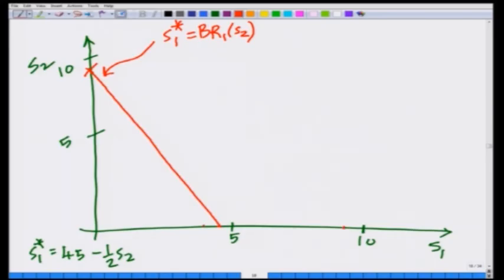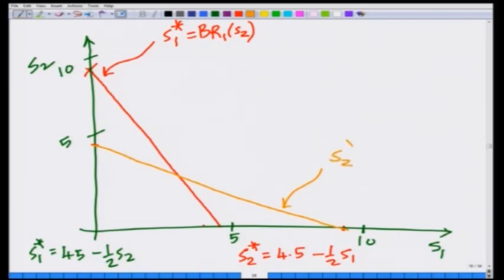Similarly, we can draw it for S2 star, which equals 4.5 minus half S1. If S1 is equal to 9, best response S2 star is 0, and if S1 is equal to 0, best response S2 star is equal to 4.5. That will look something like this. So, this is the best response S2 star equals best response 2 of S1, and these are the best responses of both the firms.